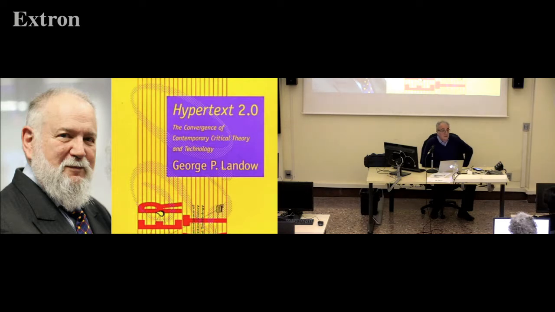You see the 2.0, there was a 3.0. It was also translated into Italian. I don't know about all the different editions. But the subtitle says all about his perspective. The perspective is the convergence of contemporary critical theory and technology. When I arrived, but I'm not an artist. I'm not a digital language artist.